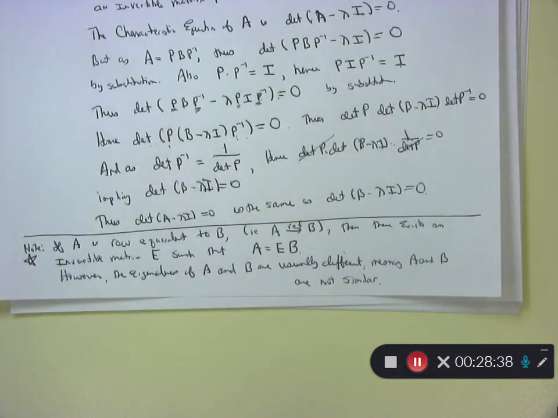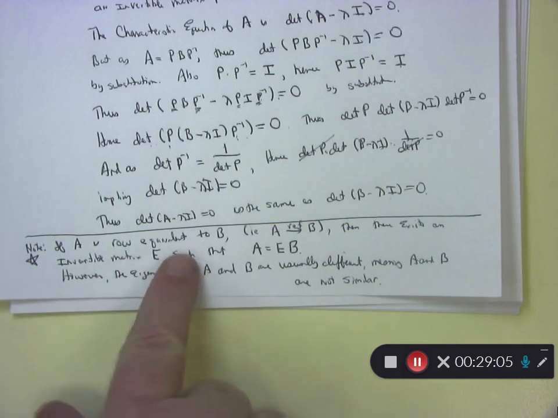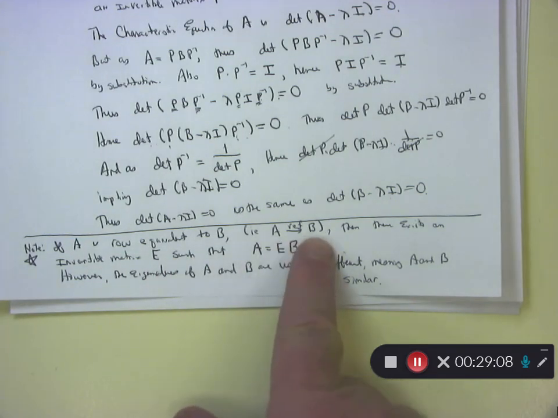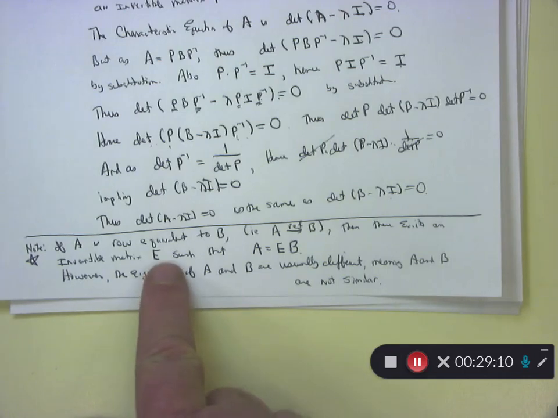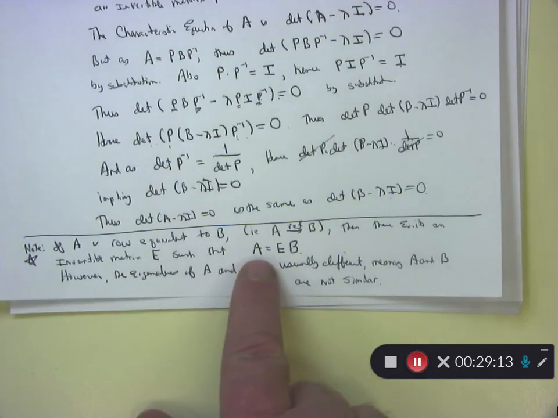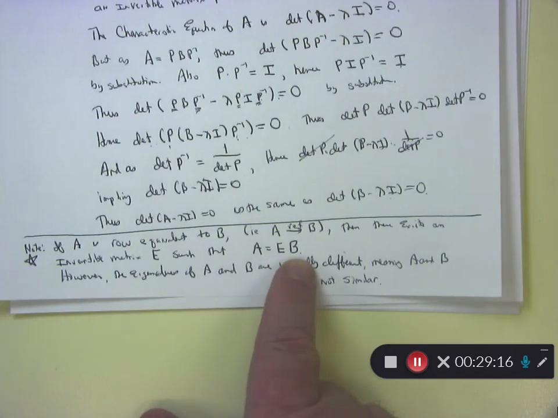Now, I want you to be familiar with this idea of similar. Similar means that there exists this invertible matrix, P, that I could slap one of my matrices by P on the left and P inverse on the right, and I get the other matrix. A is equal to P times B times P inverse. This is not the same thing as row equivalent or reduced echelon form. When A is row equivalent to B, then there exists an invertible matrix E such that A is equal to EB. Okay? There's no E inverse on the other side. A is equal to EB.